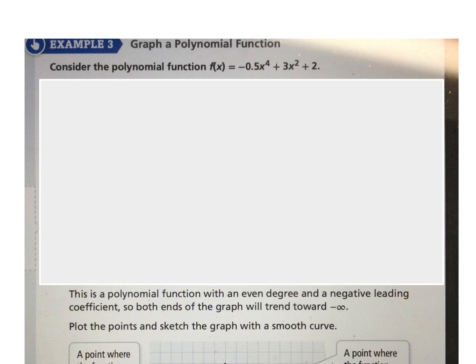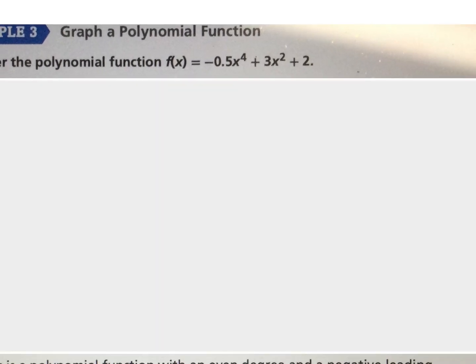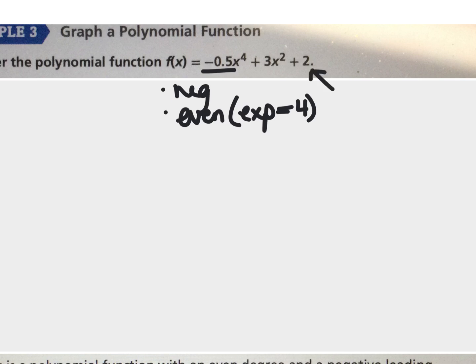All right, so let's talk about how you would graph a function. And this, again, would be how you would just sketch a graph without a calculator. Obviously, if you have one, hopefully you can figure out how to use a table of values to do that. So I'm going to just talk about this polynomial and some things that I notice. So first of all, I notice that this polynomial has a negative leading coefficient. I also notice that it has an even degree, and that is because my exponent is 4. And then lastly, I notice that this has a y-intercept of 2.